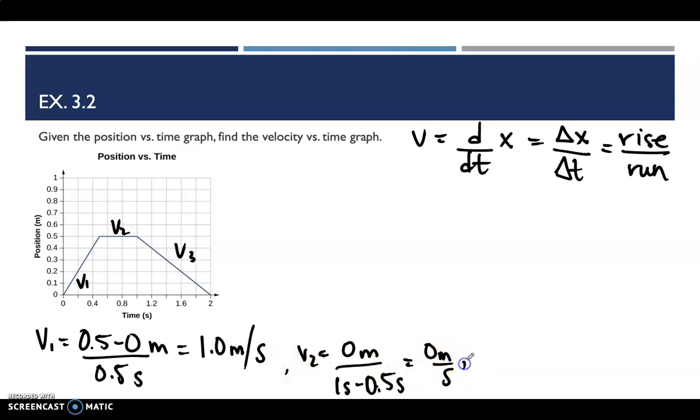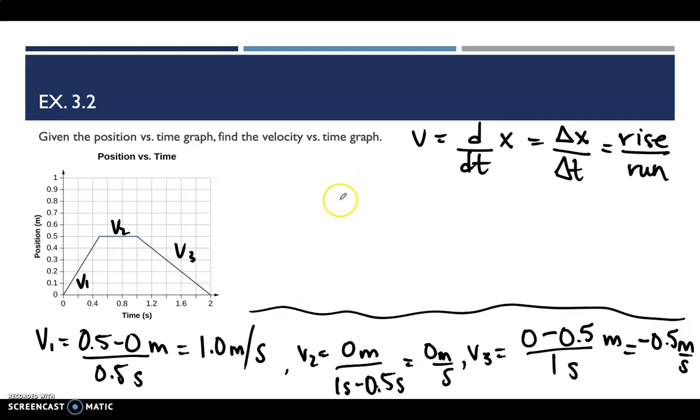Then we have V3, which goes from 0.5 as the position to 0. So our initial is 0.5, our final is 0. So 0 minus 0.5, that's in meters, over time, which went from 1 second to 2 seconds. So that'll just be 1. So this is going to be negative 0.5 meters per second.